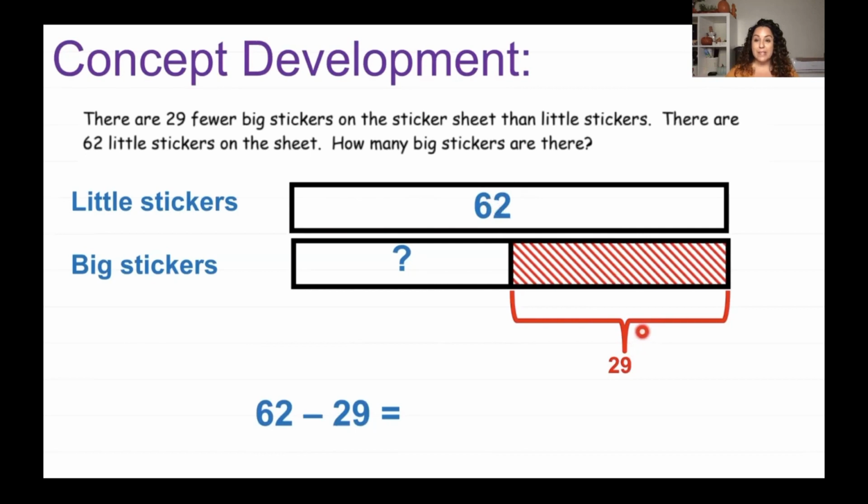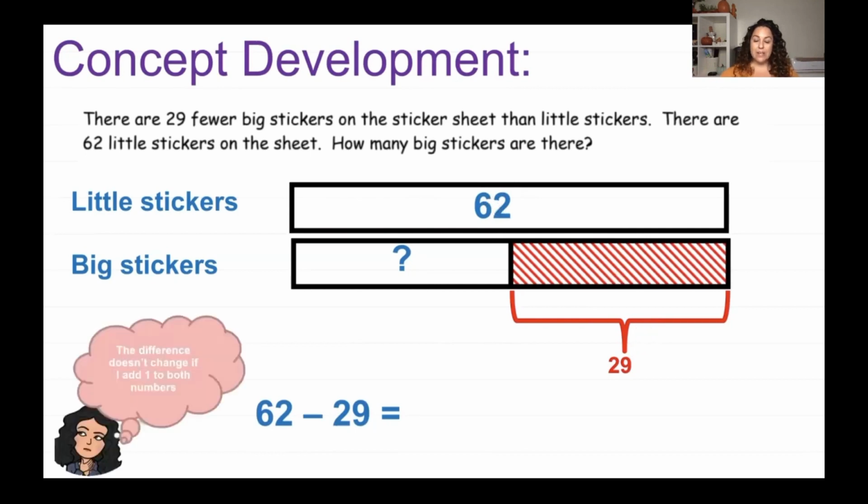62 take away 29. Now, I'm thinking, the difference doesn't change if I add 1 to both numbers. And the reason why I'm thinking this is because when I'm looking at this tape diagram and I'm looking at 62 take away 29, both of those are not friendly numbers. But even though a 29 is not a friendly number, it's close to a friendly number. Really, really close. I only need one more. So remember yesterday when we were doing our tape diagrams and we knew that if we added 1 to the top and 1 to the bottom, we would be able to find the difference right here and find our missing variable. So let's go ahead and add 1. Let's see what that looks like.